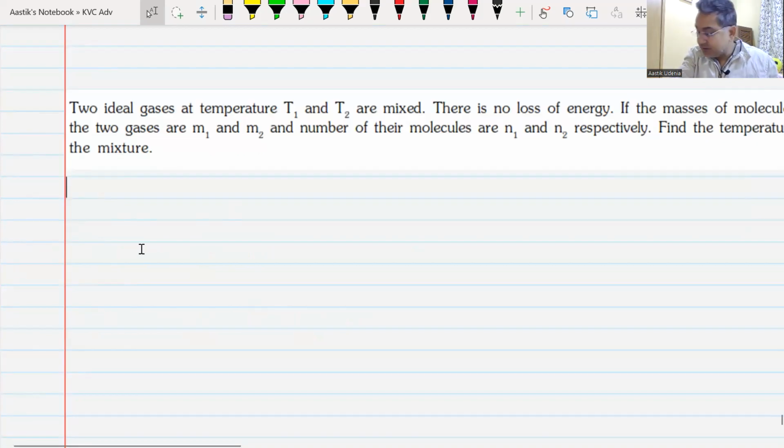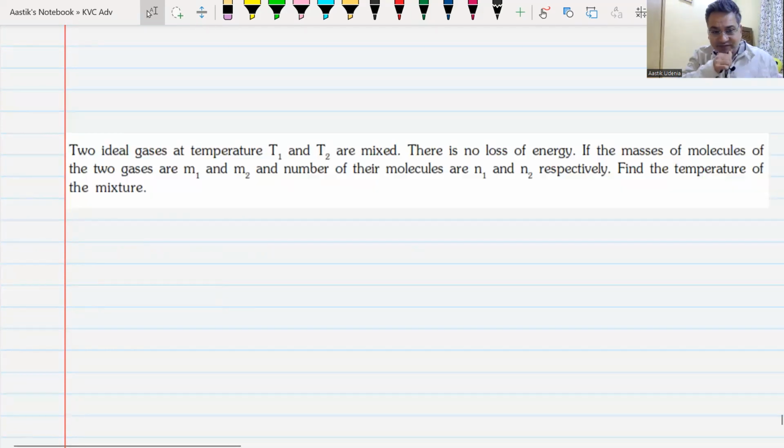This is the next question. Two gases are mixed, at temperatures T1 and T2. There is no loss of energy. If the masses of the molecules of the two gases are M1 and M2, and the number of their molecules are N1 and N2, find the temperature of the mixture.